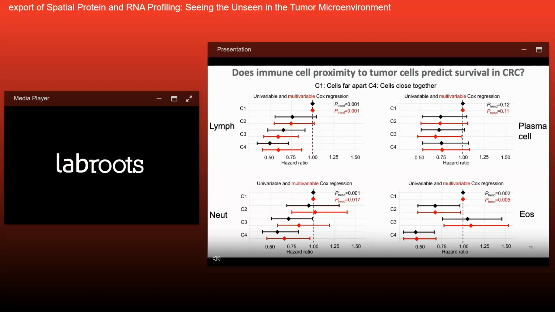We can look at these results and then start to make hypotheses about why it's important for lymphocytes and neutrophils to be located nearer to tumor cells, whereas whatever the function of plasma cells and eosinophils might be is not necessarily requiring colocalization of tumor cells and the respective immune cells.